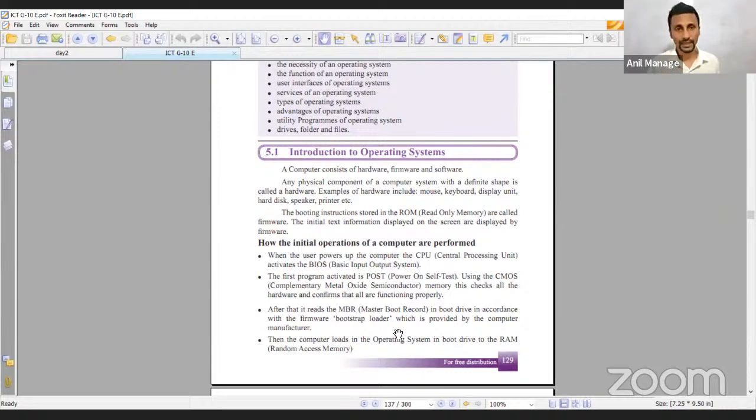But if you don't have a printer, that won't be detected, because it is not necessary to have one connected to the computer. But a desktop computer should have a mouse and keyboard, so that will be detected by the basic input output system, BIOS. After that, the first program activated in the power on self-test uses the CMOS. CMOS is a memory with a CMOS battery, which you have heard about. That battery gives power to the CMOS memory. This checks all the hardware and confirms that everything is functioning properly.